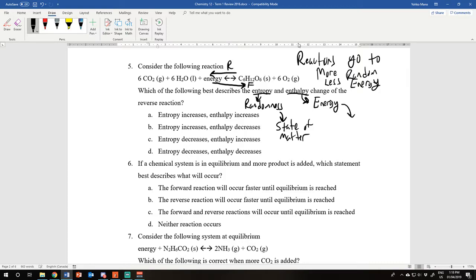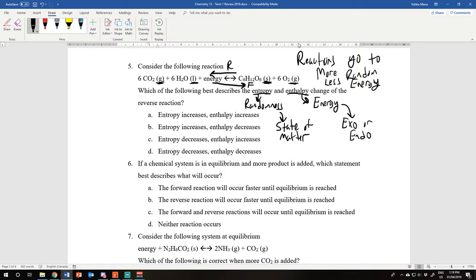And energy is determined by whether a reaction is exothermic or endothermic. Okay, so in this case, which of the following best describes the entropy and enthalpy change of the reverse reaction? The reverse reaction is going from solids and gases to gases and liquids. So it's going from a highly ordered state, the solid, and a random state, gas, to a random state of gas and then liquids.